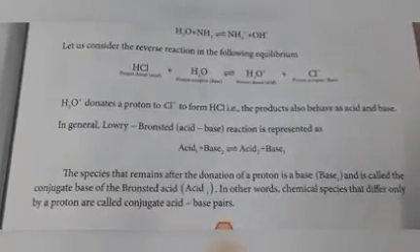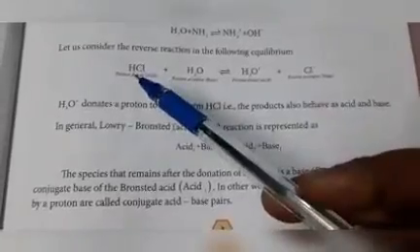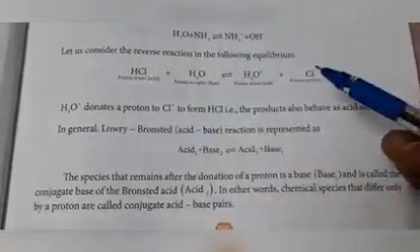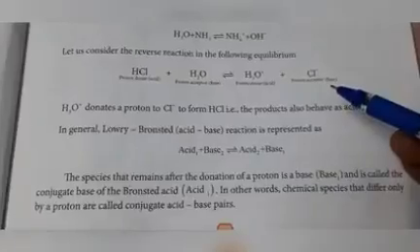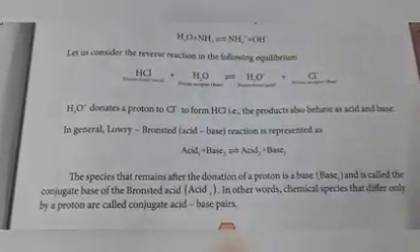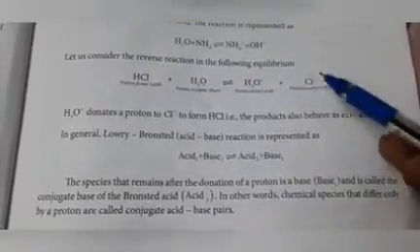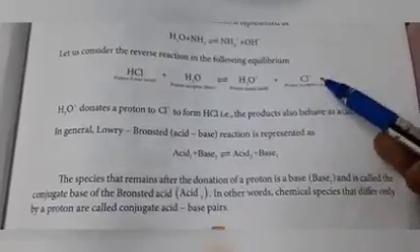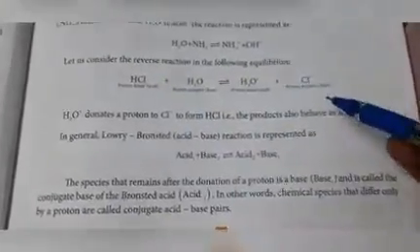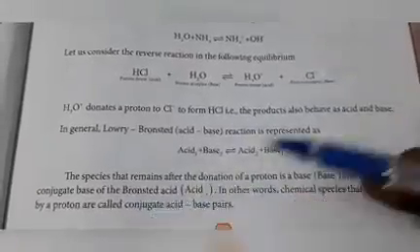The species that remains after a donation of a proton. See here, after the donation of H+ it forms Cl-, that is a base. So, a base is formed from an acid and this is called a conjugate base. This base is formed from the acid, so this is called the conjugate base of the Bronsted acid.